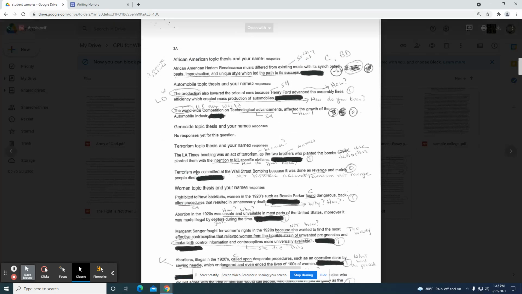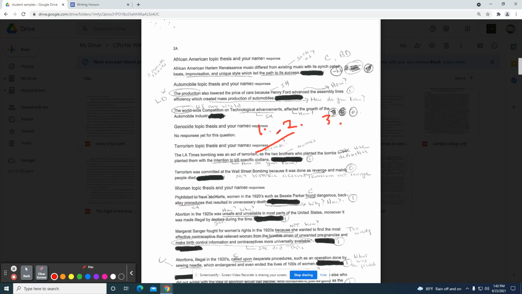Let's look at this one with the 1. "The LA Times bombing was an act of terrorism." And I write here, add on to this. What are your points? Give me point 1, point 2, or point 3. Especially if we're writing a 3 paragraph essay, then this point should be addressed in paragraph 2, this should be addressed in paragraph 3, and this should be addressed in paragraph 4.